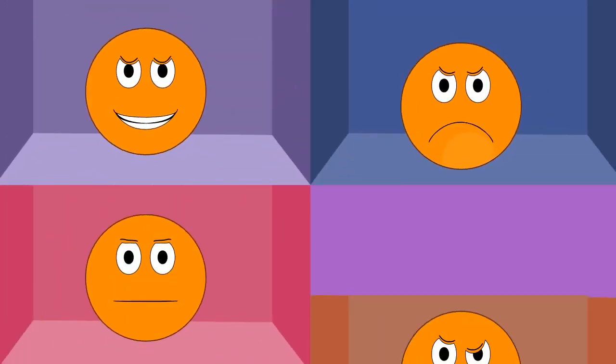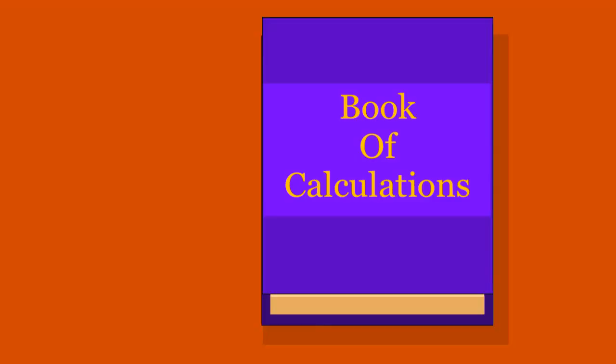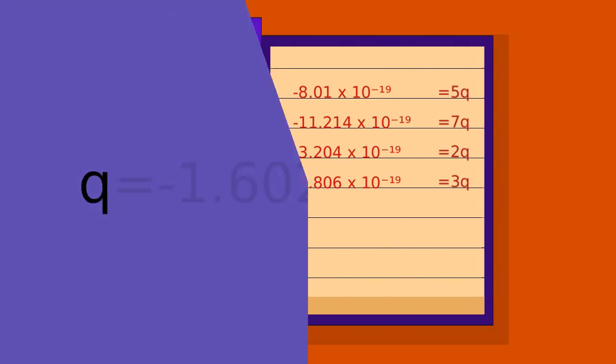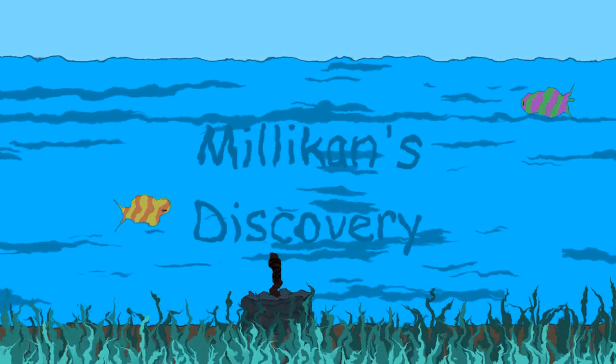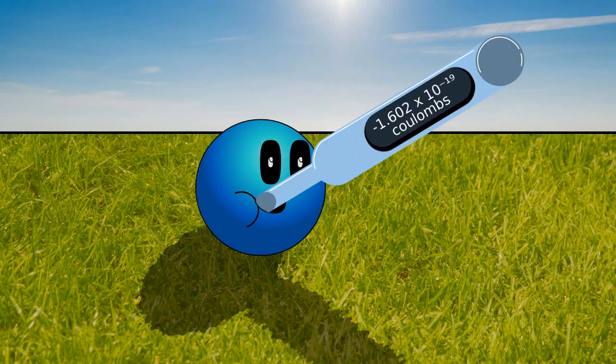After repeating the experiment on many droplets, he found something remarkable: each droplet's charge was always a multiple of the same small value. This smallest unit of charge, Millikan realized, was the charge of a single electron. So, what did Millikan discover? He measured the charge of a single electron to be approximately this.